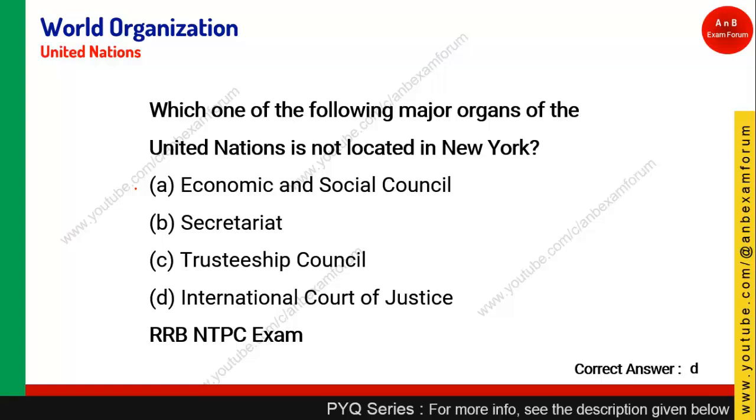So let's see the answer. The question was which major organ of the United Nations is not located in New York, and you should be able to answer this now. It is the International Court of Justice. It is in The Hague, Netherlands. So option D is the right answer.